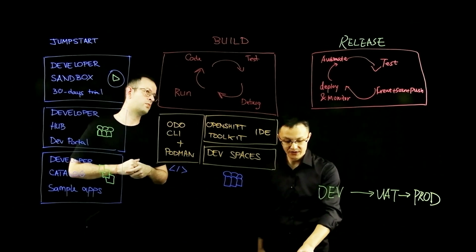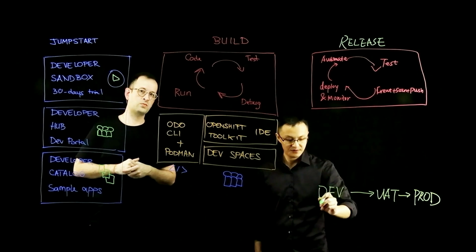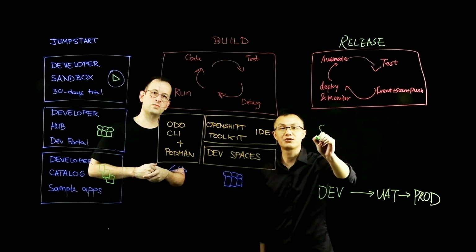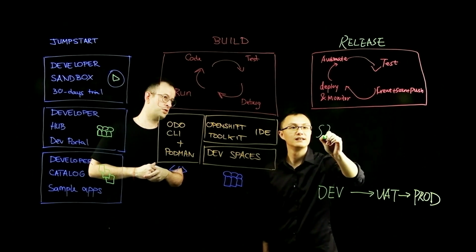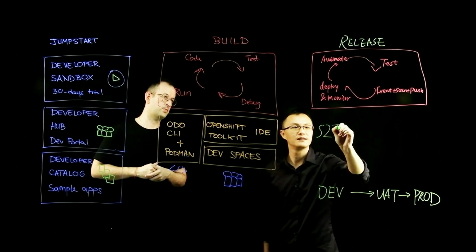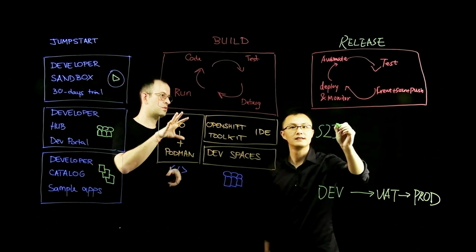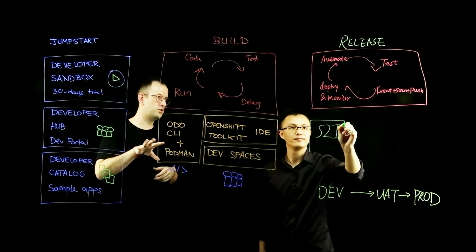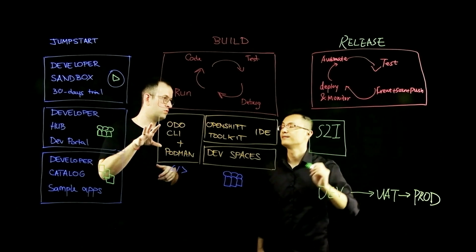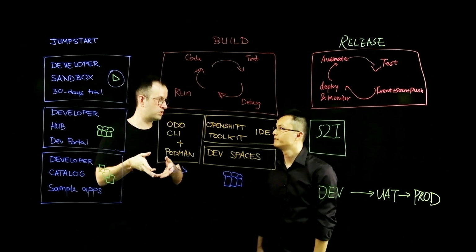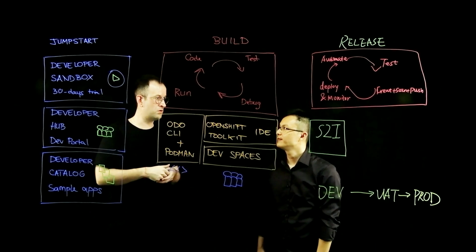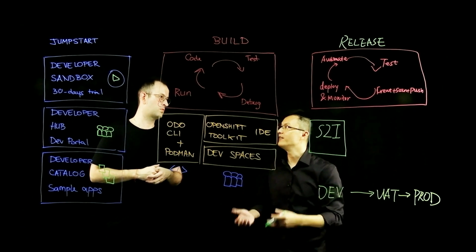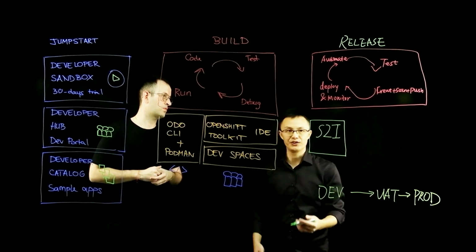The primary tool would be S2I. S2I, source to image. What it does is, it detects your language, and it's able to create an image, push it for you, and then run your application. Exactly. So it takes the source code and then creates the image for you.